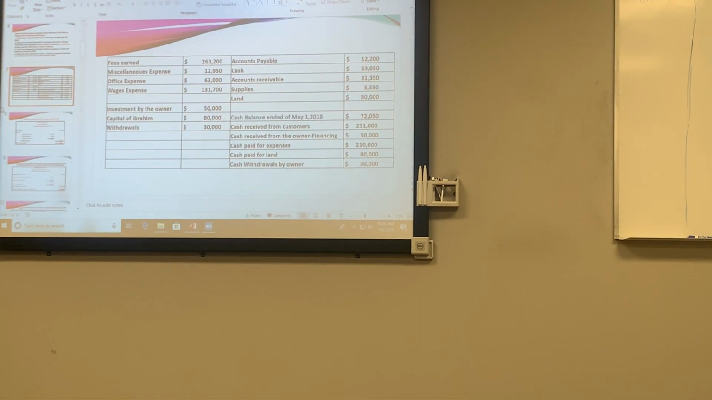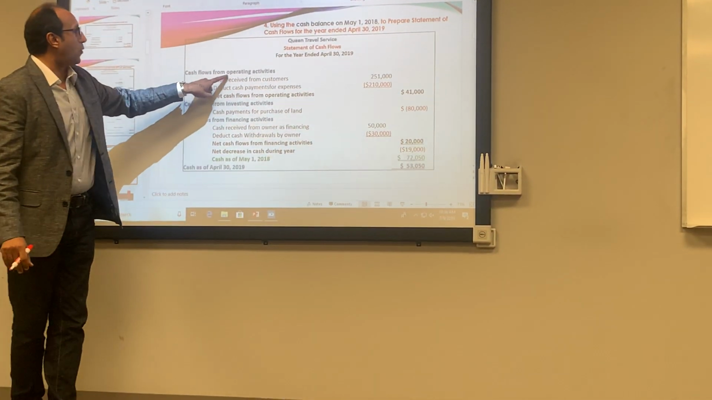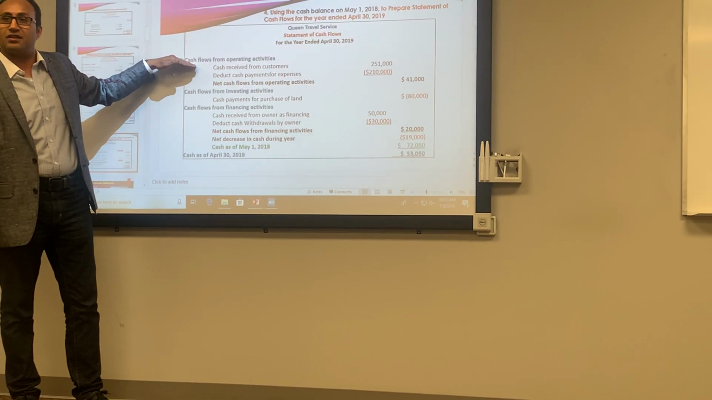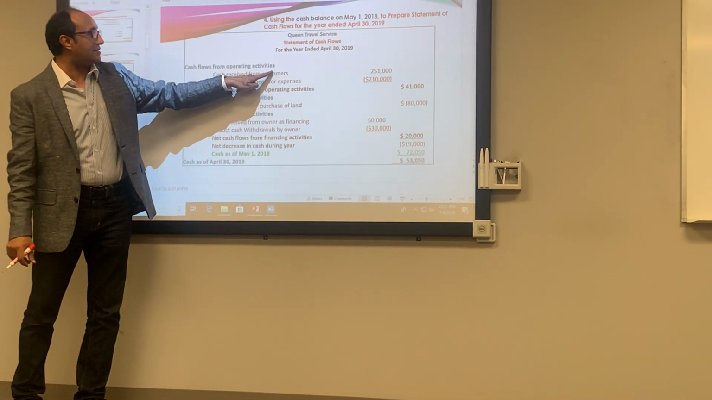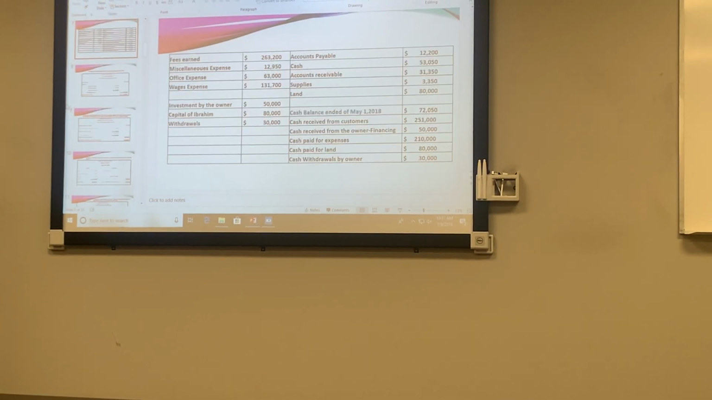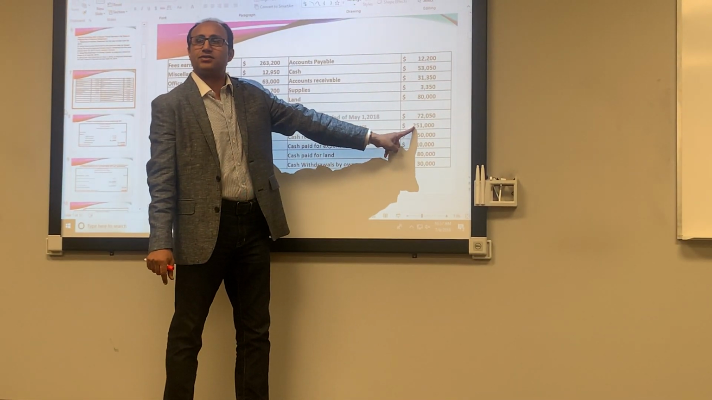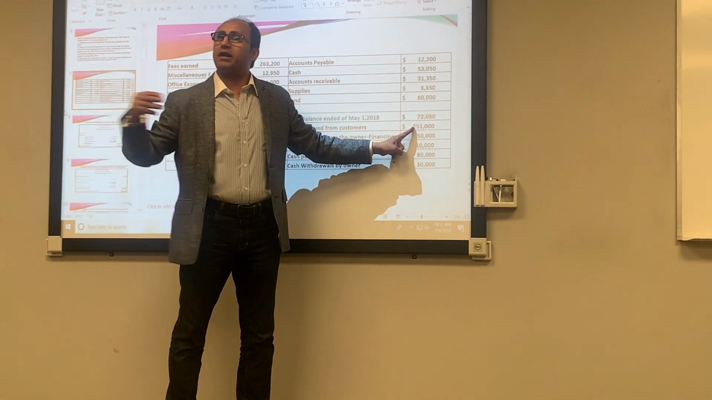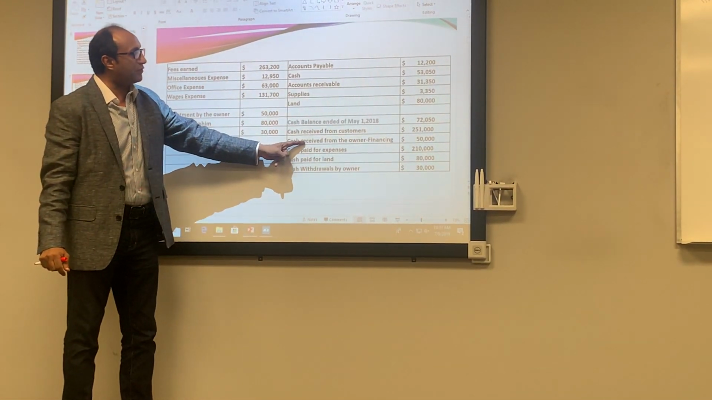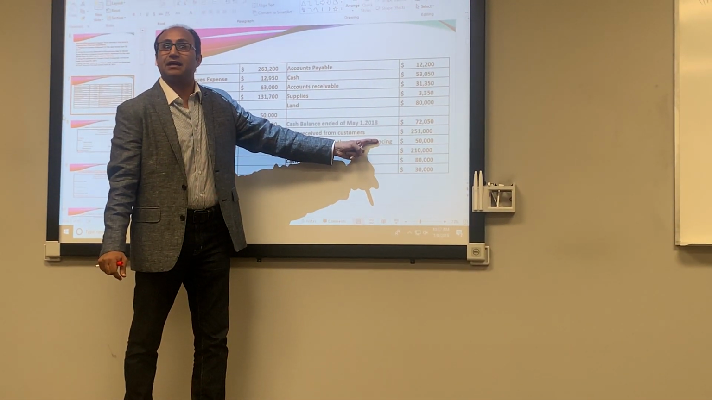Okay, we will use the first one: cash flow from operating activities. This is the first section. Cash received from customers. So in the table, cash received from the customer is an operating activity, because money is coming into my business from the customer. And cash received from the owner equity, the owner, is financing.